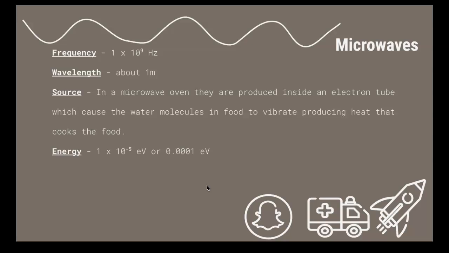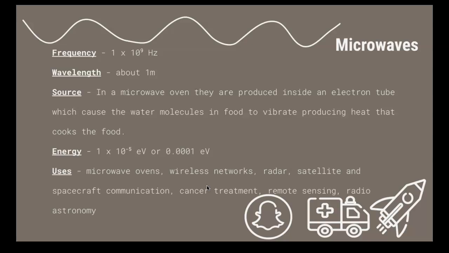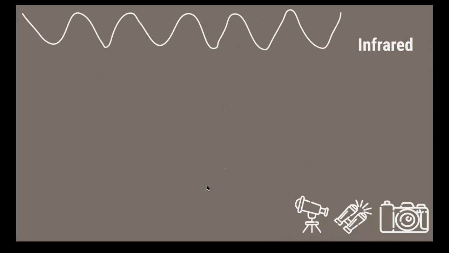Just a fun fact. The energy for microwaves is a little bit higher than it was in radio waves, but still not super, super high. And some of the things that we can use it for, obviously, microwave ovens. Things like wireless networks, radar, satellite and spacecraft communication, cancer treatments, remote sensing, and radio astronomy. So those are all things that we can use microwaves for.